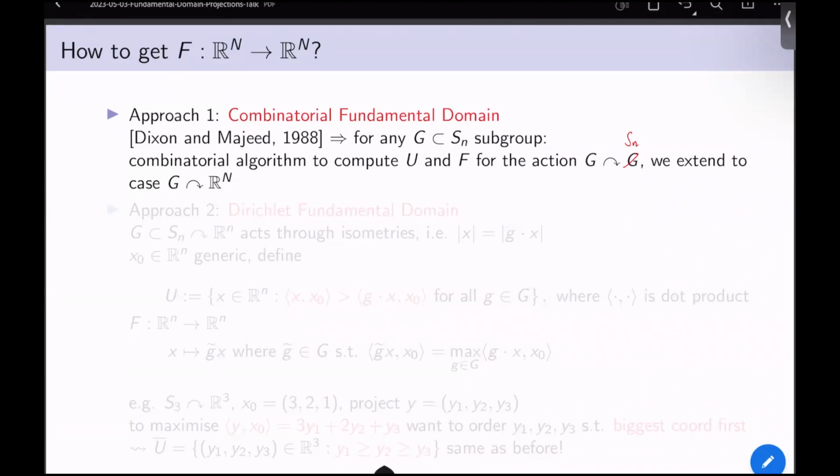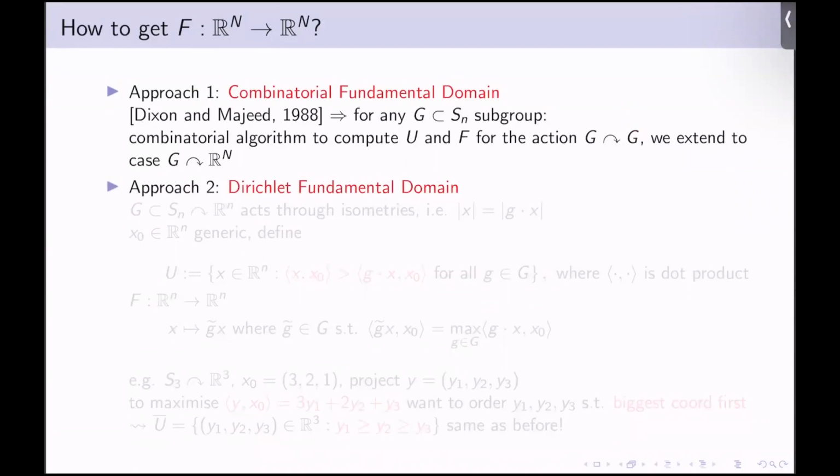Okay, but as I said, I would say almost nothing about this, but I would say a lot of things about this second approach here, the Dirichlet fundamental domains. Now the first thing was kind of a combinatorial thing. This is a very geometric thing, actually. So we're going to use the fact that if you have a subgroup of Sn acting on Rn, this acts through isometries. Namely, it satisfies this property here, that norm of x is the same as norm of gx. It is just because you're acting by permutation of coordinates.